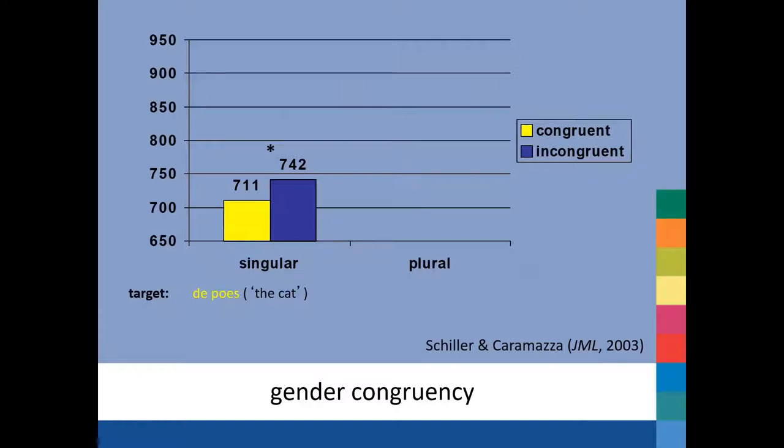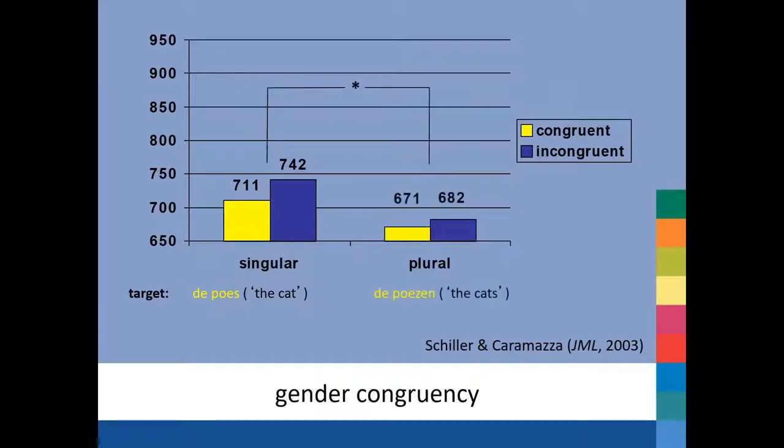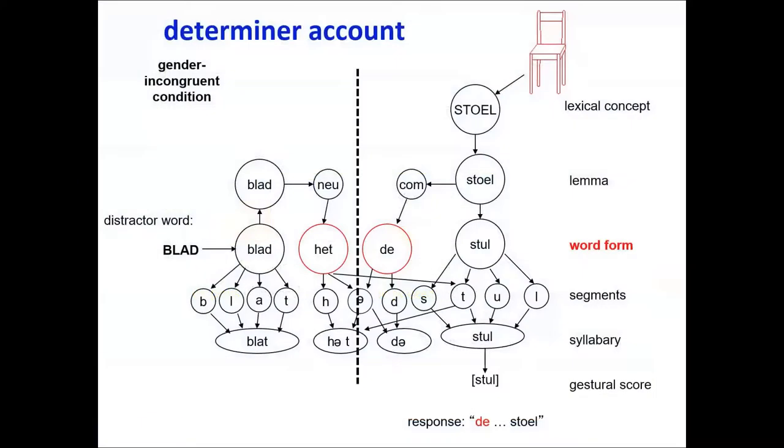So this is the gender congruent condition, and it gave us significantly faster reaction times than in the incongruent condition. In the plural, however, there was no effect. So these two conditions are indistinguishable from each other. And importantly, the interaction between the plural and the gender congruency was significant in this experiment. So what does this mean?